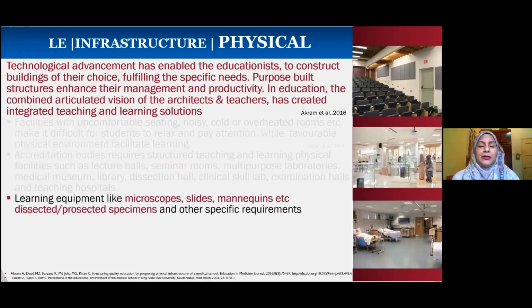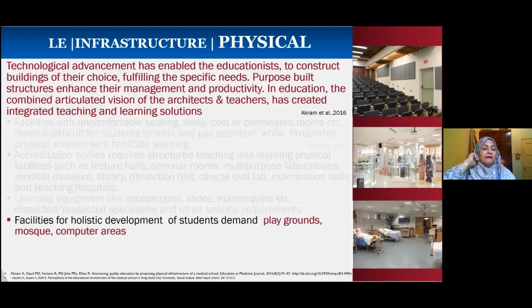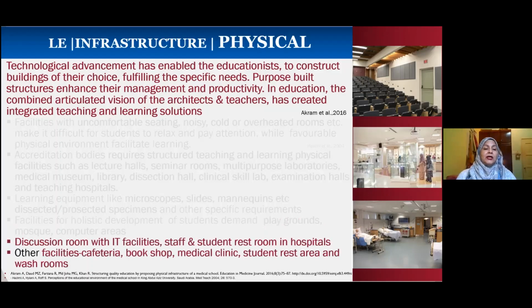Learning equipment like microscopes, slides, mannequins, etc. is a requirement. Dissected, prosected specimens, and other specific requirements related to anatomy. Facilities for holistic development of students demand playgrounds, malls, computer areas, etc. These should be provided to the students. Discussion rooms with IT facilities, staff and student restrooms in hospitals. Other facilities include cafeteria, bookshop, medical clinics, student rest areas, and of course, neat and tidy washrooms.